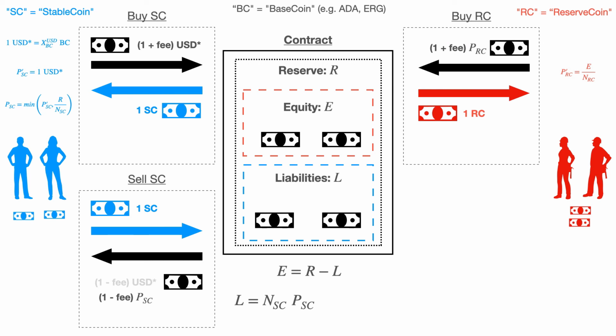And now, how much of the base coins do they have to send to the contract? That's determined by the price of the reserve coin, which is usually the current equity divided by the current number of reserve coins in circulation. So this is similar to what in the traditional financial world is known as book value per share.